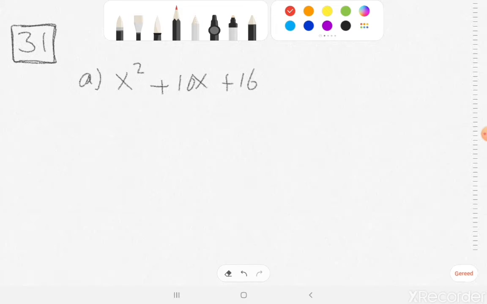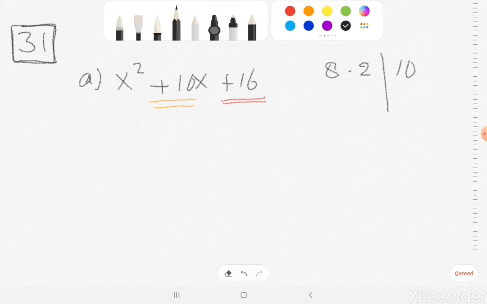First of all, we need to find two numbers whose product is 16. Then we add them, and the sum of those two numbers needs to be 10. Let me look at two numbers that multiply to 16, for example 8 times 2, because 8 times 2 is 16. And if I add those two numbers, it is 10.